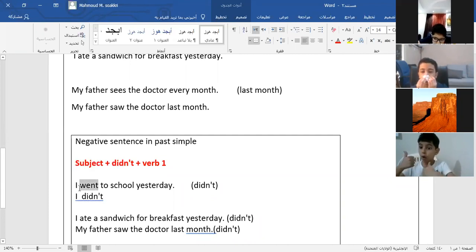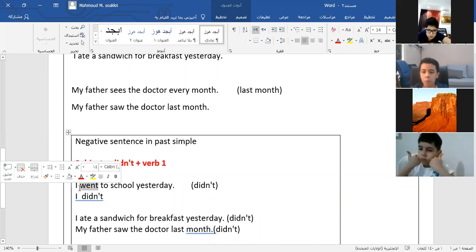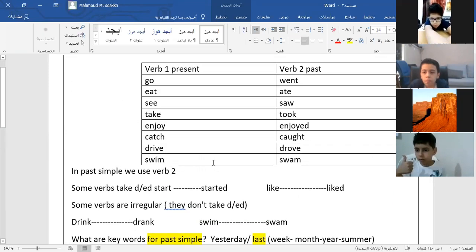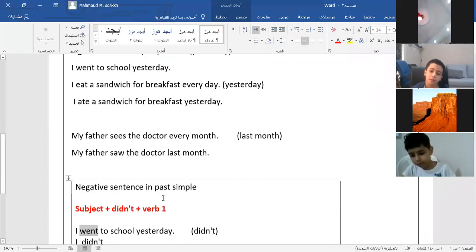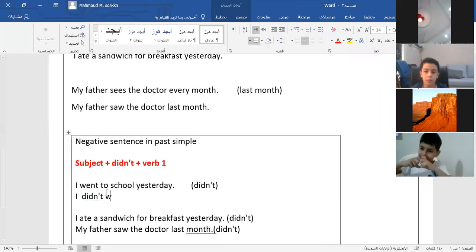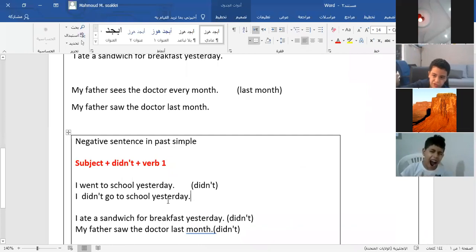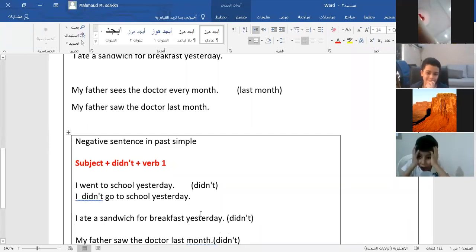So the verb here is went. How did I know it? I know the verb because I study the table well. I know went is verb two. So can I say now, I didn't went to school? No. Why? Because went is verb two. After didn't we use verb one. So can I say I didn't go to school yesterday? Yes, that's right. But why do we have go? Because in past simple negative, when we use didn't, we use verb one. Now let's have one of you answer this question.